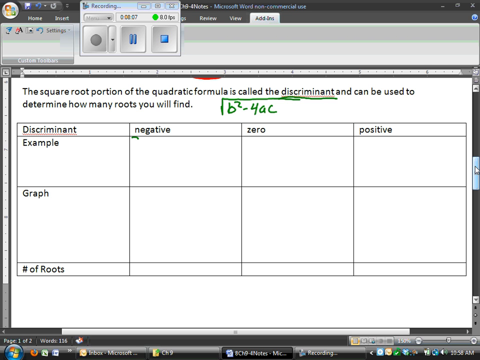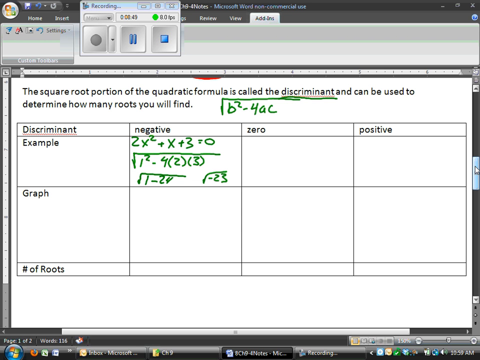Okay? So if I take a look at an example here, if I have 2x squared plus x plus 3, and I go ahead and do the discriminant, the square root, if I do b squared, 1 squared minus 4 times a times c, I end up with the square root of 1 minus 24, which is the square root of negative 23. And if you think back, the square root of negative 23 you cannot do, because we can't take the square root of a negative number.